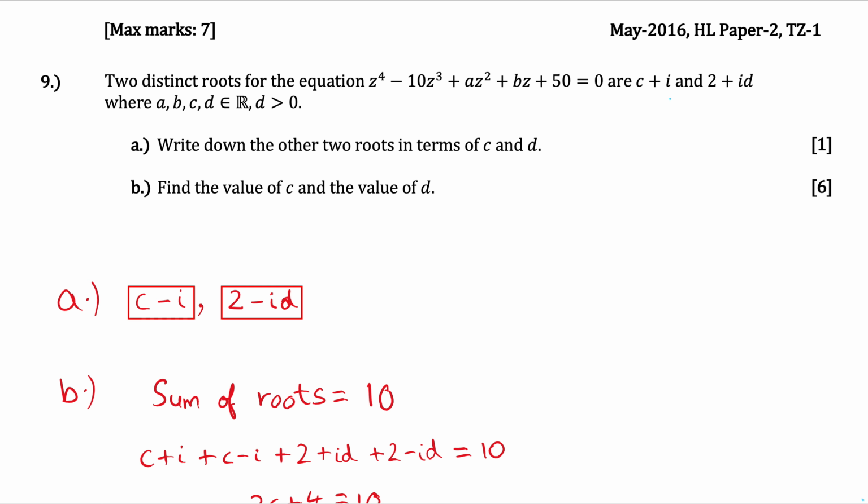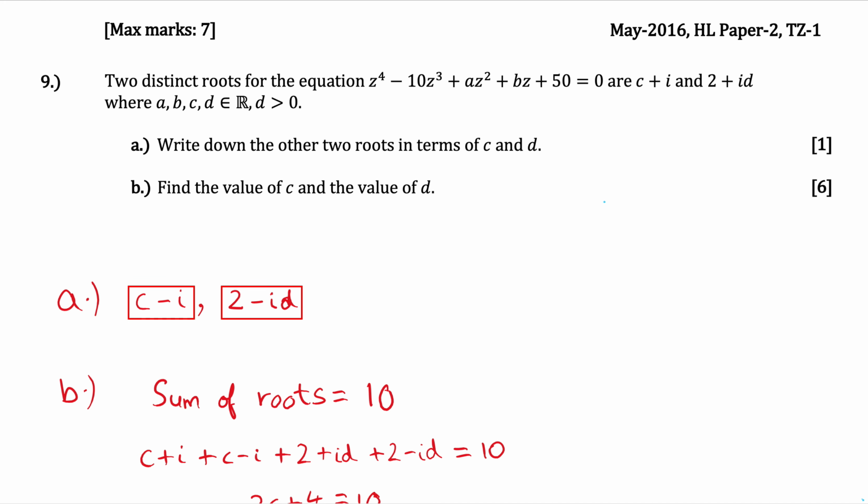Now since c plus i and 2 plus id are complex roots, their conjugates will also be the roots of this polynomial. So the other two roots are c minus i, which is the conjugate of c plus i, and 2 minus id, which is the conjugate of 2 plus id. This is a property of complex roots that we need to know.